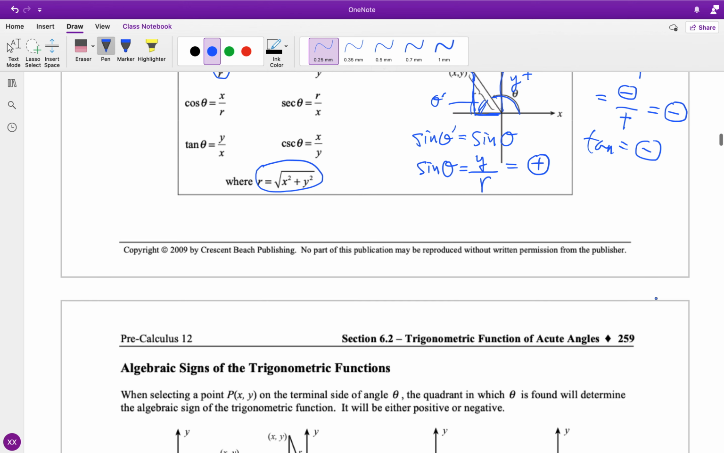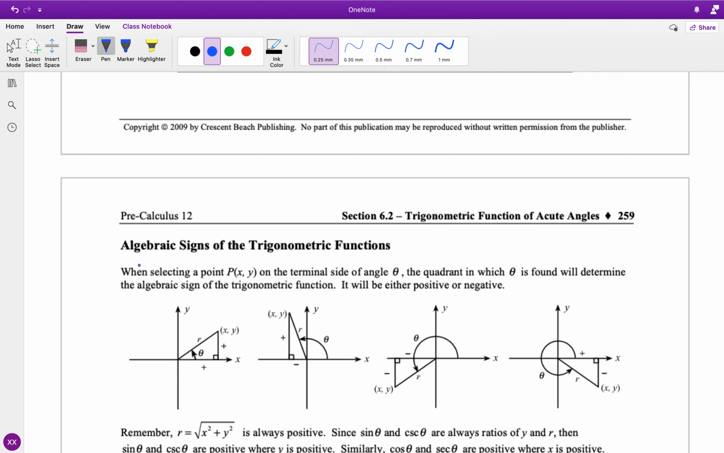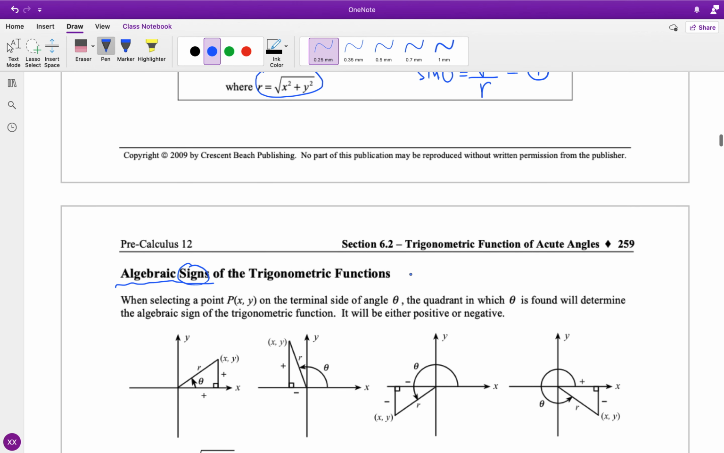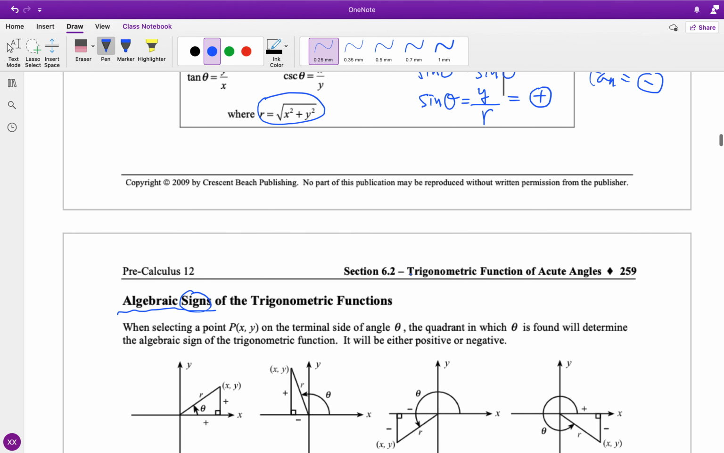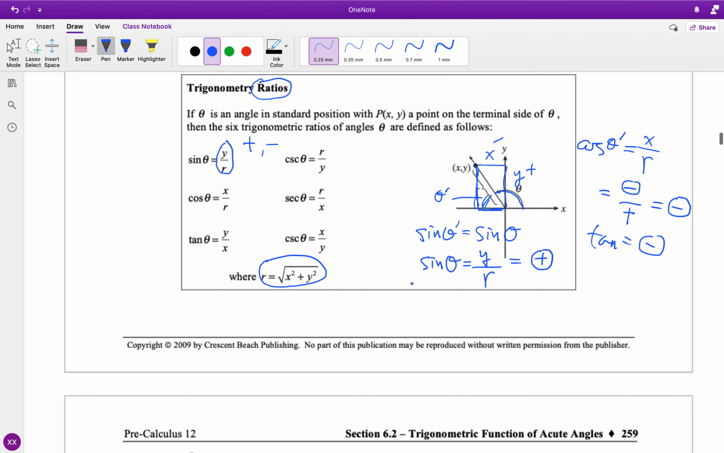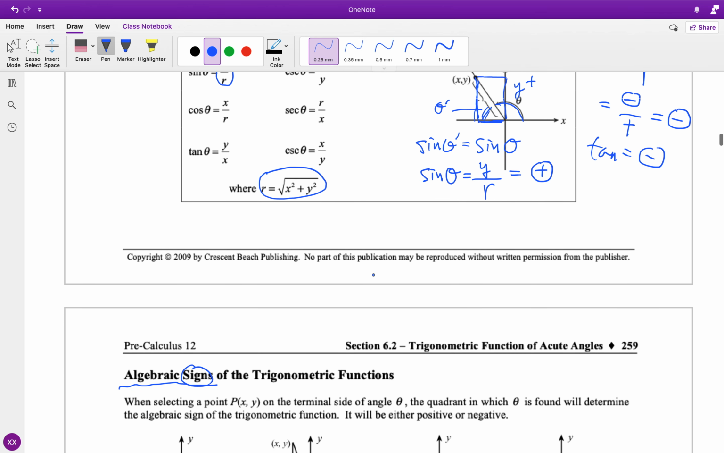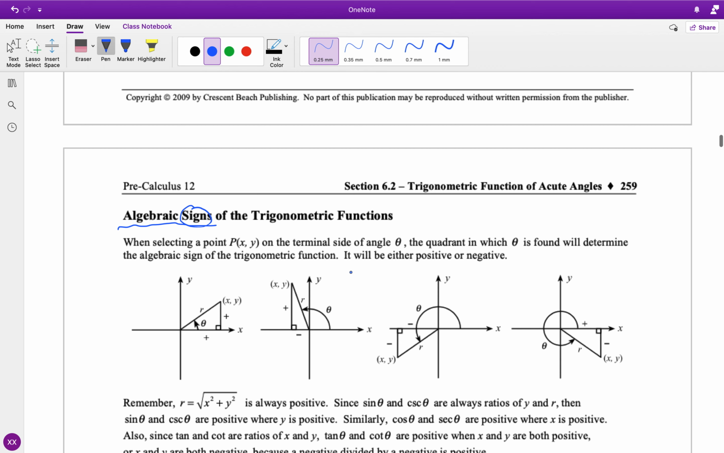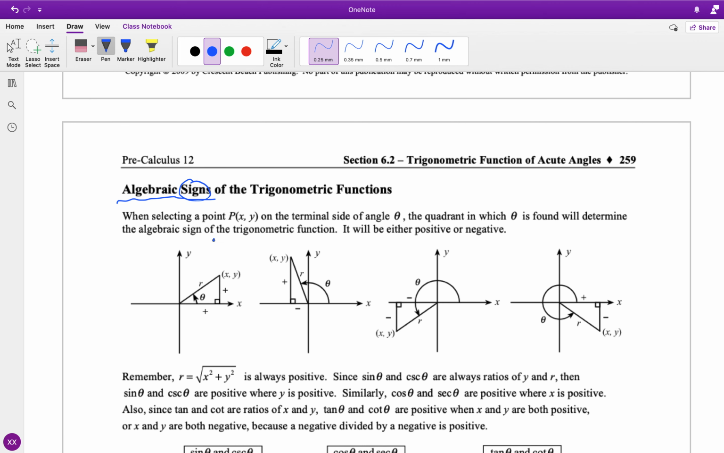So now we come to this part called algebraic signs. As I said, the difference between acute angle trigonometric ratios and any angle trigonometric ratios is that, because the angle is now larger than 90 degrees, you will have a sign to deal with. Here we have the first quadrant, second quadrant, third quadrant, and fourth quadrant. And if you remember, we say: All Students Take Calculus.